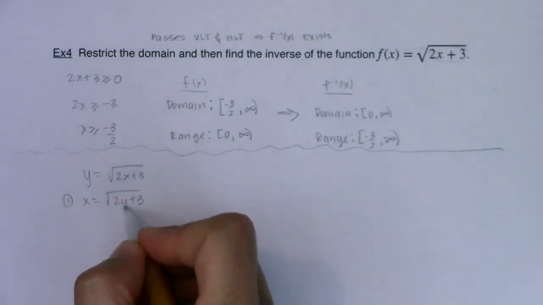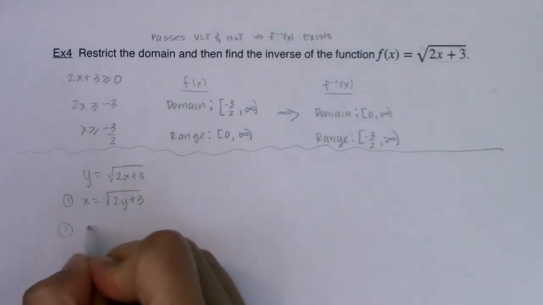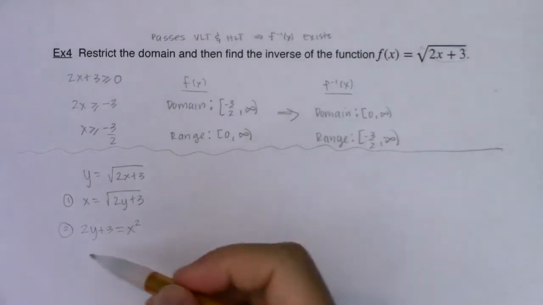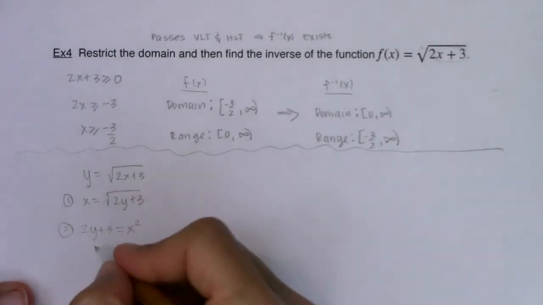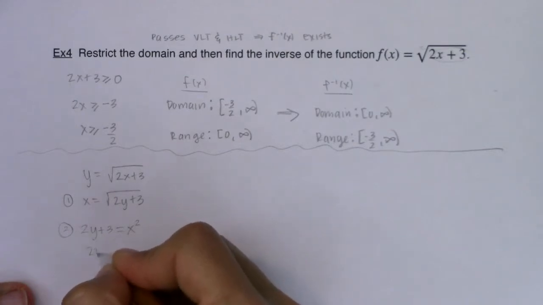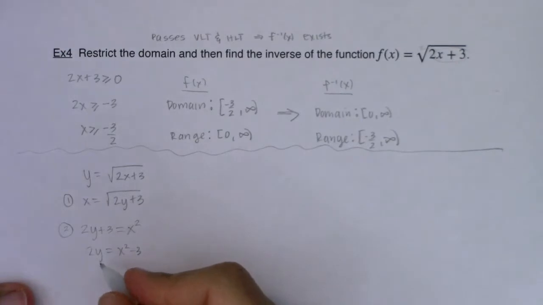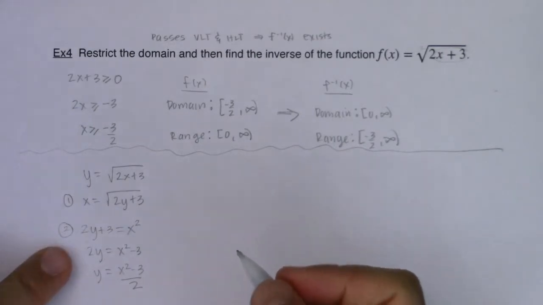And if I want to solve for my new y variable, I'm going to square both sides. And for me, I'm going to write the y variable on the left side. I personally like the variable I'm solving for to be on the left side. Now let's solve for y. I'm going to have 2y equaling x squared minus 3. All right, and then I'm going to have y equaling (x squared minus 3) over 2. All right, so I've got that solved for.